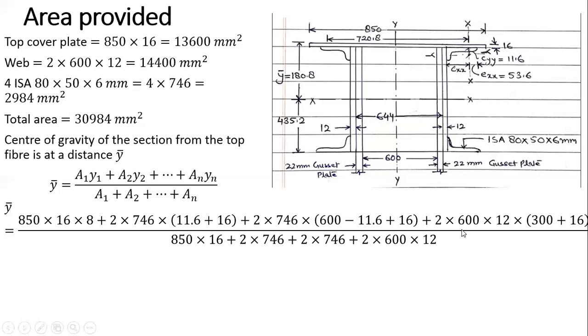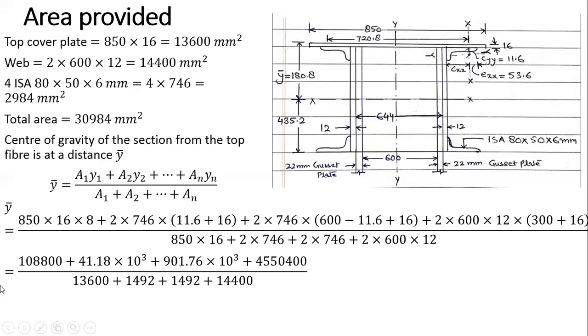Now come to these plates. One plate here and one plate here, 12 thickness. So 2 into 600 into 12, into Y1. Y1 is how much? This is 600 millimeter depth. So half is 300. So 300 here plus 16 for this top plate. So this comes from the top fiber, divided by A1 plus A2 plus and so on.